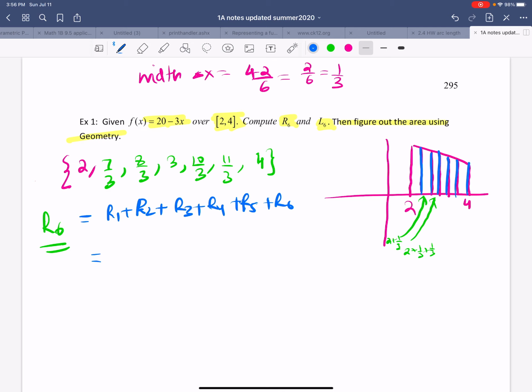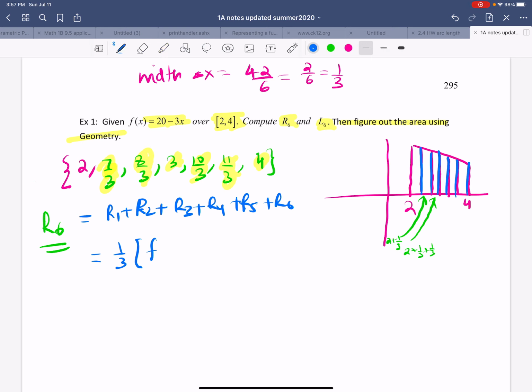Okay, so for each rectangle, the width is 1/3. The height is what's changing. So we're going to find out those heights. Remember, we just talked about for the right-handed sum, we would be using the heights at these points only. We wouldn't be using the first height.